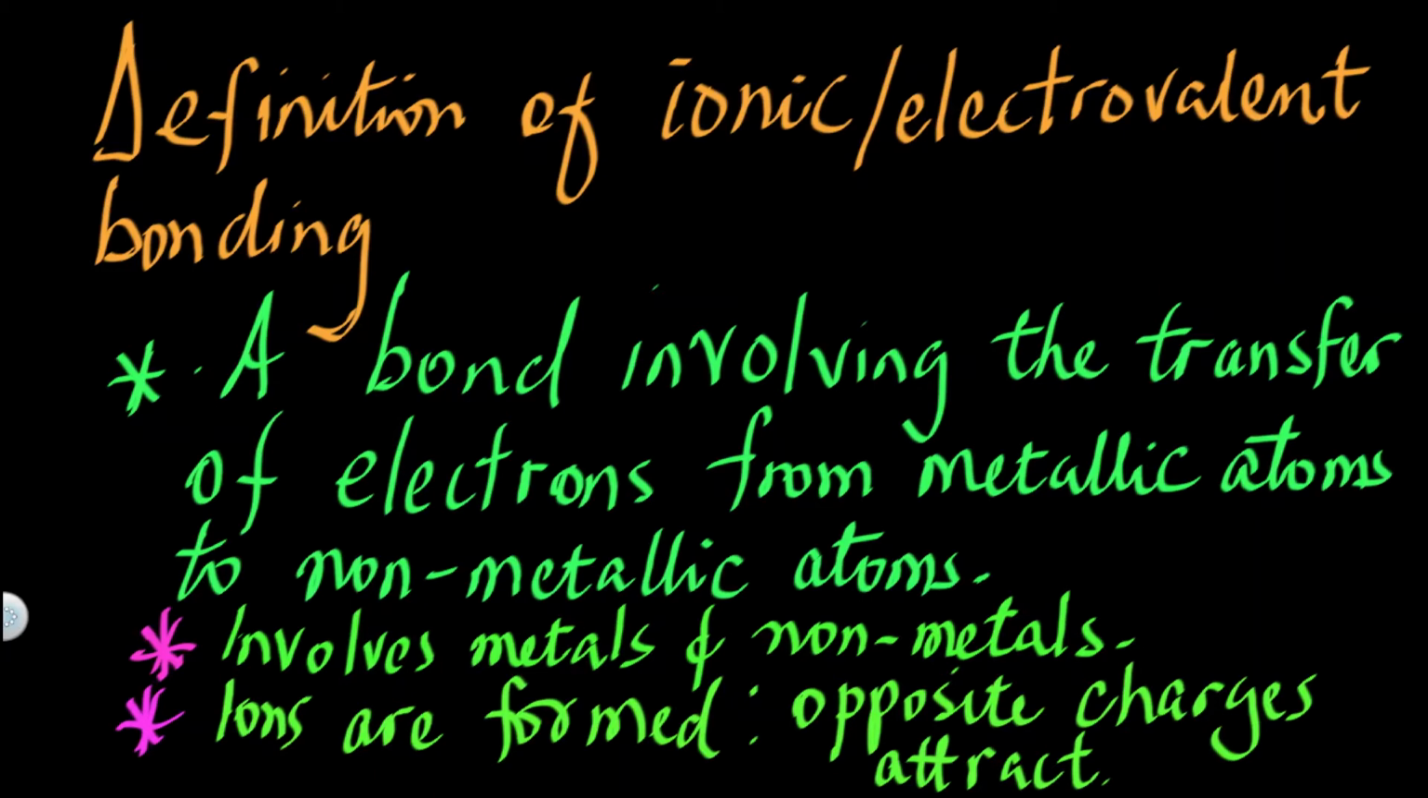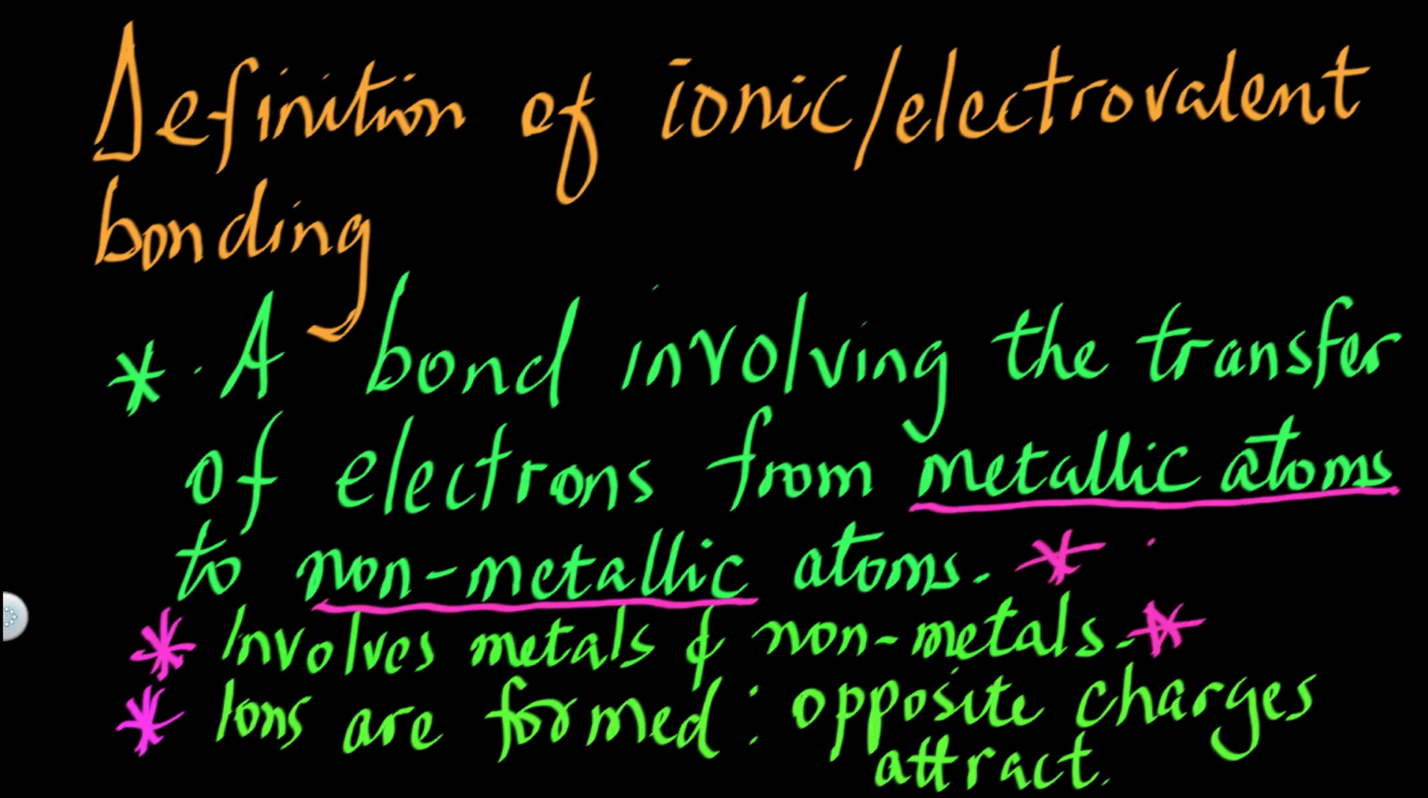This bonding involves the transfer of electrons from one atom to another, and I just had to highlight here that the transfer is actually from metallic atoms to non-metallic atoms. So if I give you two elements and I say they are involved in ionic bonding, you should know that the metallic atom or the metal is going to donate electrons to the non-metallic one. And so this is very important. It involves metals and non-metals. Very key here.